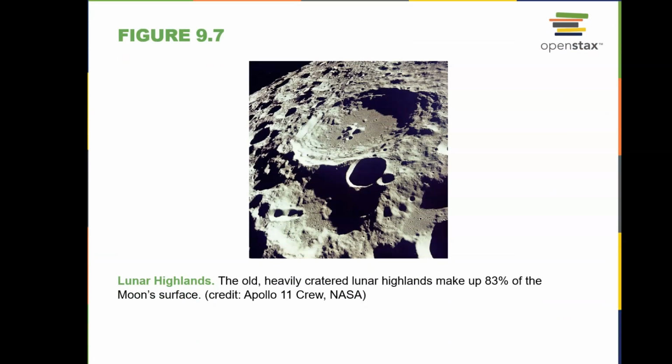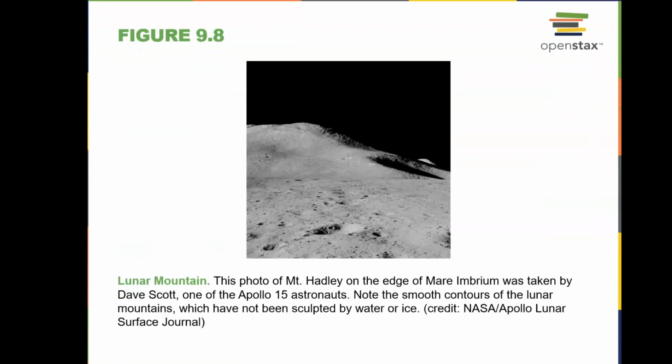Here we can see the lunar highlands with their heavily cratered surface. Notice that their high points are not points. This is because Earth has peaks from erosion due to atmospheric activity. The moon does not experience erosion, so the peaks remain round. Here we can see a photo from the Apollo missions of another smooth mountain on the moon's surface.